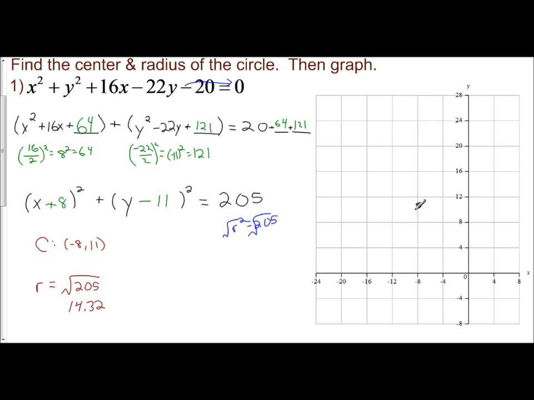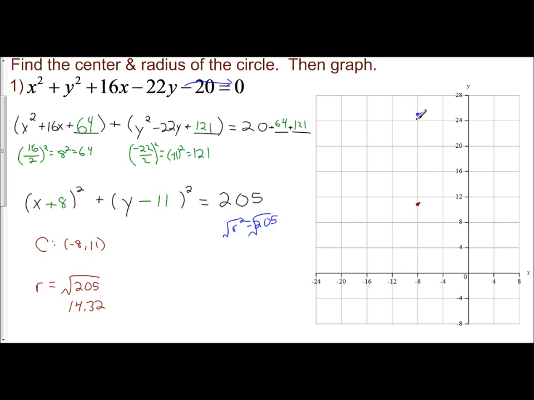And then I use my radius. To use your radius of 14.32, what you would do is go up 14.32 units from it. We'll say it's around here because 14 plus 11 is 25. So it's a little bit above 25.